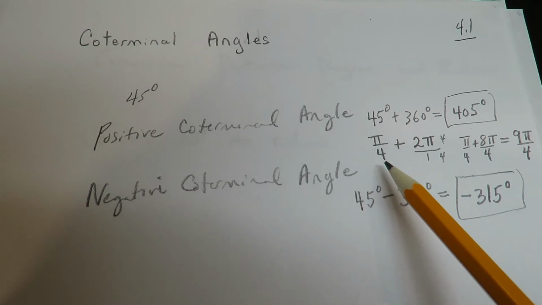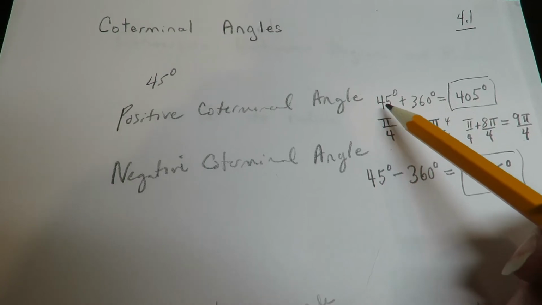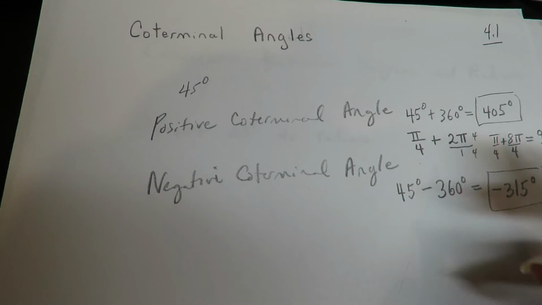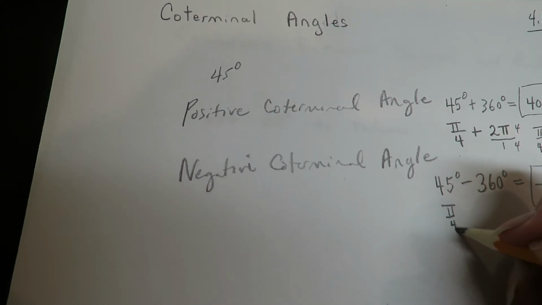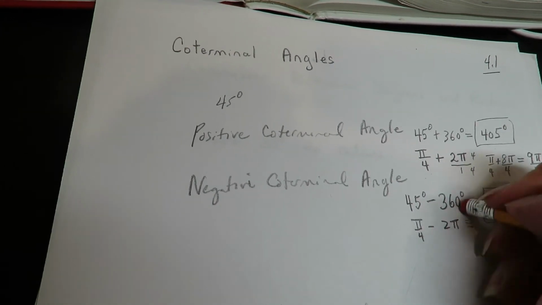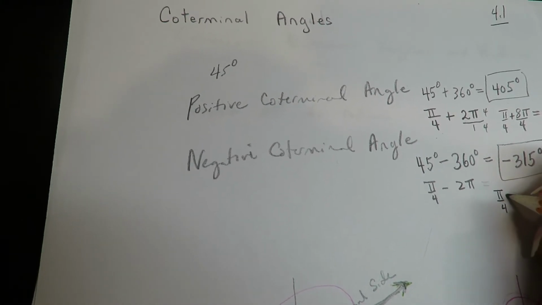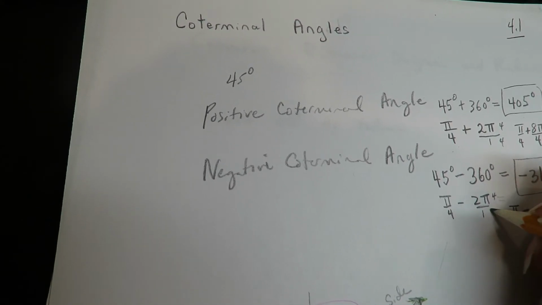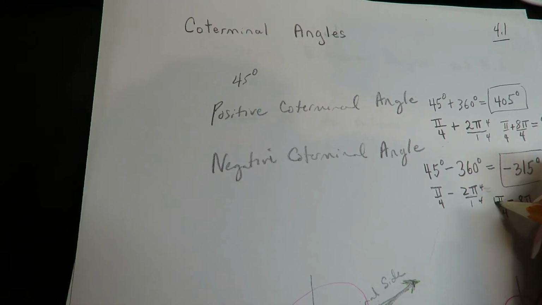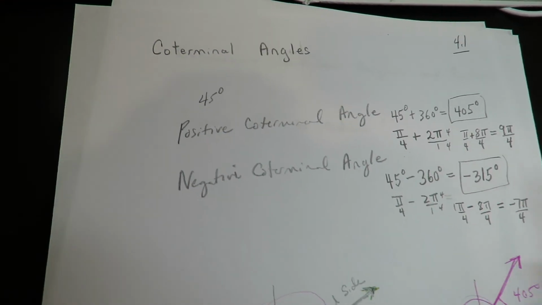So if it starts in radians, you want to finish it in radians. If it starts in degrees, you want to finish it in degrees. Likewise, on this one, you would start with pi over 4 and subtract 2 pi. You want to stay in radians. So I'm going to do pi over 4 minus 2 pi. You've got to get an LCD, so you multiply up and down by 4. So it's negative 8 pi over 4. So 1 minus 8 is negative 7 pi over 4. So this is the final answer.